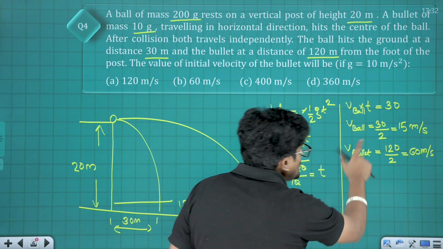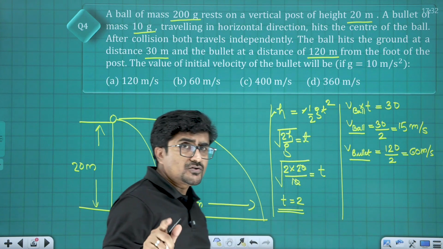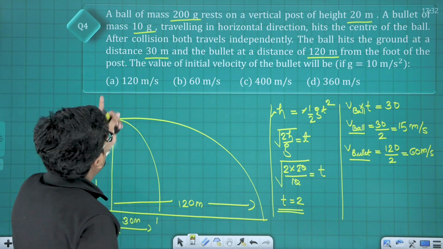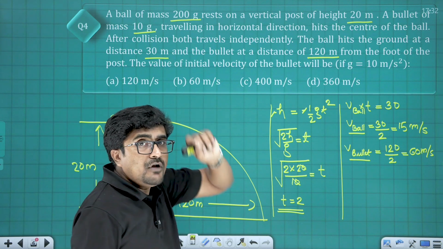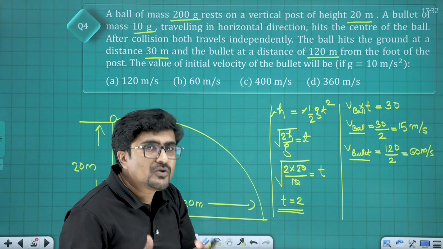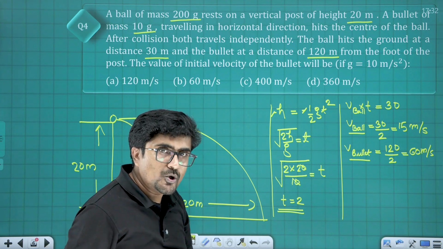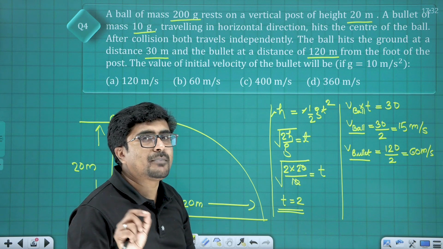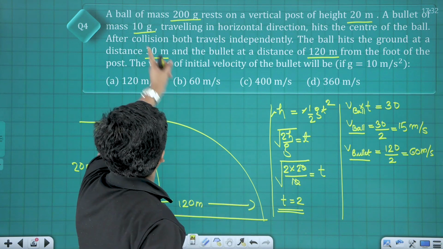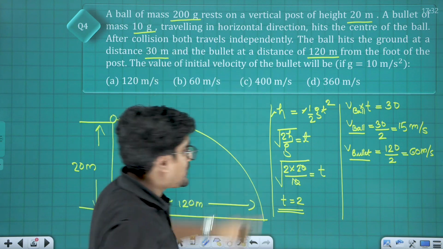So we now know the final velocity of the ball as well as the final velocity of the bullet. Now, what is the initial velocity of the ball? It was 0. So the linear momentum due to that one is going to be 0, isn't it? So the initial linear momentum before the collision is going to be mass of the bullet multiplied by velocity of the bullet. And what is the mass of the bullet? Mass of the bullet is given as 10 gram.